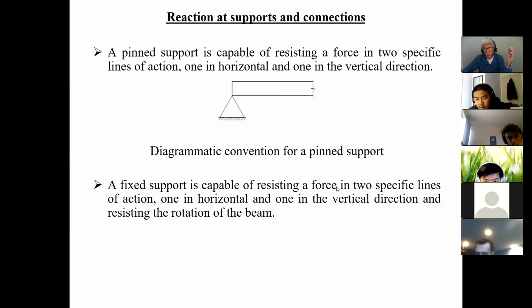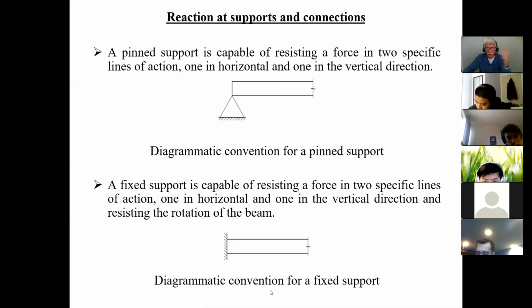So a fixed support is capable of resisting forces in two specified lines of action, one in the horizontal and one in the vertical, and it also resists the rotation of the beam. And how do we represent that diagrammatically? This is what we see. You draw a line and you just show this. So when I see this, all that tells me is that the beam cannot go from side to side, the beam cannot go up and down. And when the beam wants to bend, instead of like here, where the beam can rotate like this because I'm not preventing it, here the rotation will be straight and then it will start to rotate. And because I'm preventing it from rotating, I will also have that reaction at that support. So here I have one reaction, two reactions, and three reactions. So I have three unknowns.